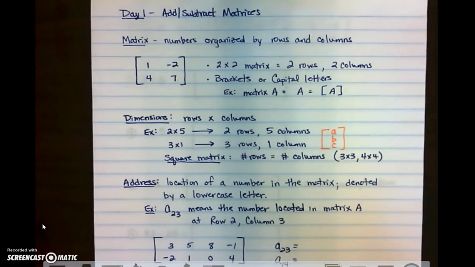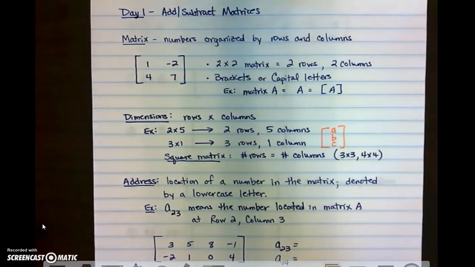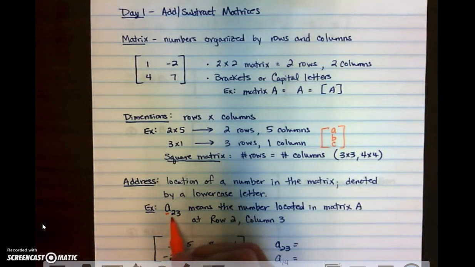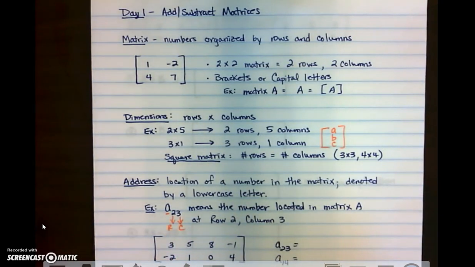The address is the location of a number in the matrix. Basically, we use lowercase letters to do that. So, for example, A with a subscript 23 here means that the number is located in matrix A. That's what the A tells us. But it's row 2, so the first number tells me the row, and then column 3. That's the second number. So this number is the row, and that number is the column.